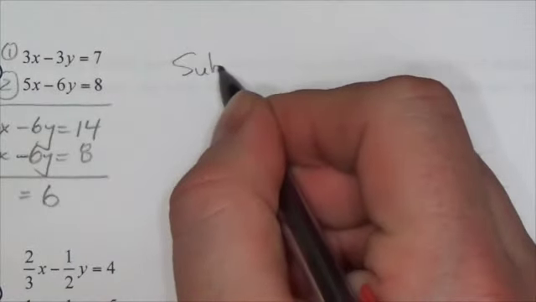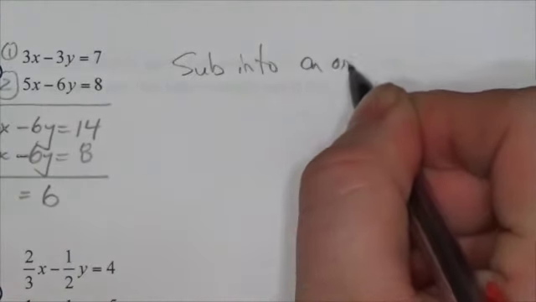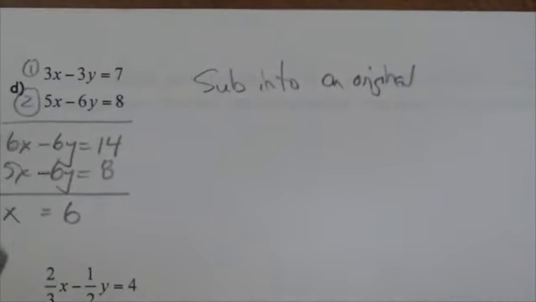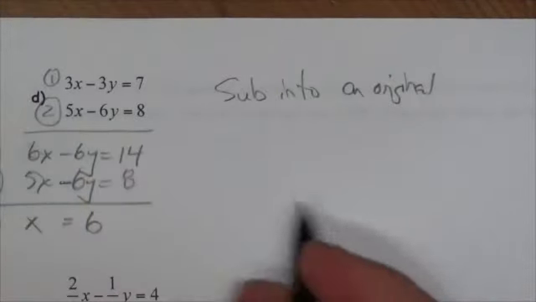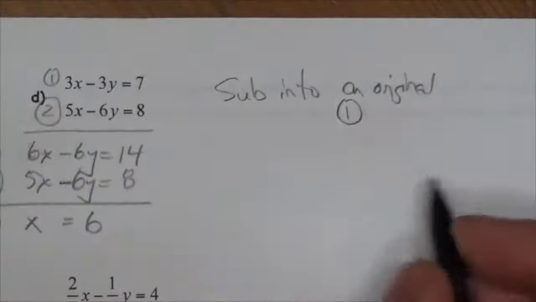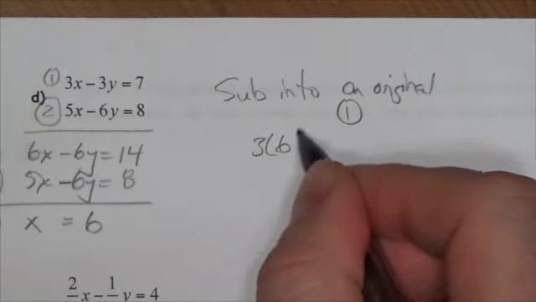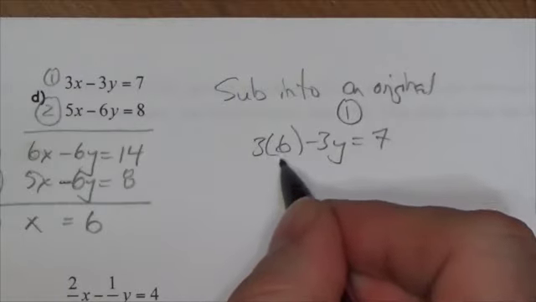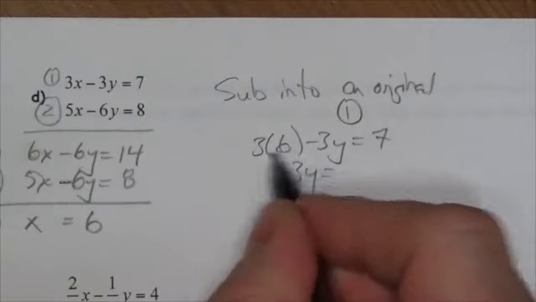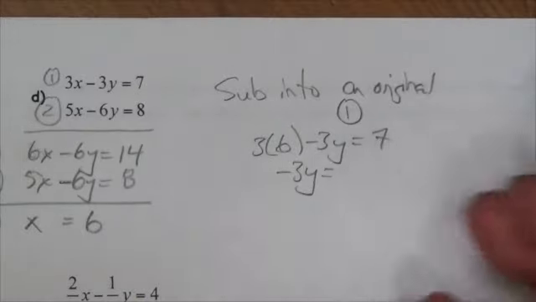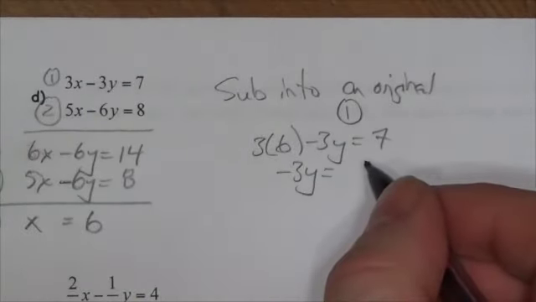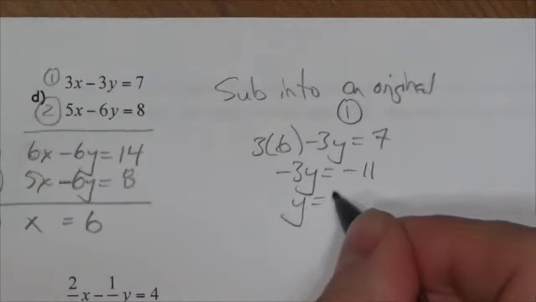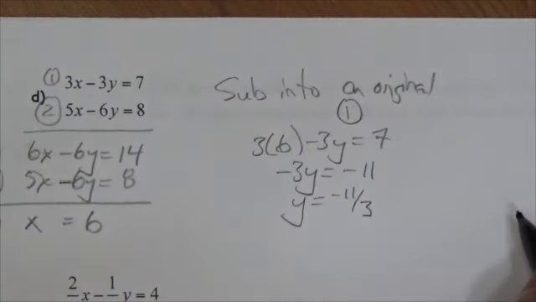Okay, so now we're going to substitute into an original. It doesn't matter which one, because they're all kind of equally ugly. But the numbers in equation 1 are a little bit smaller to start off with, so we're going to use equation 1. That'll be 3 times 6 minus y is equal to 7. So we got 18, and I'm going to bring that over. So 7 minus 18 is going to be negative 11, and so y is equal to negative 11 thirds.